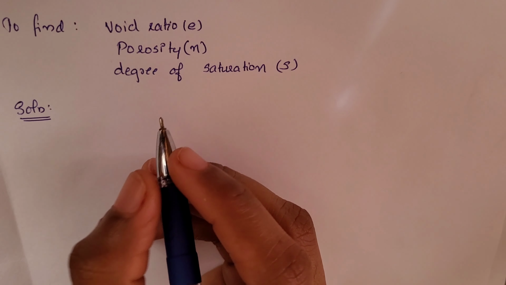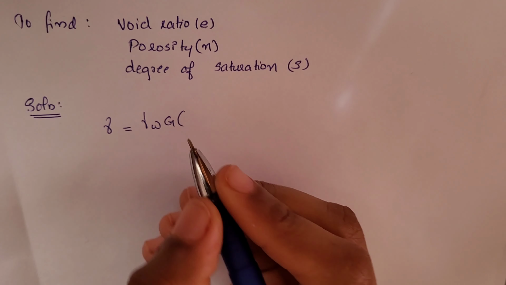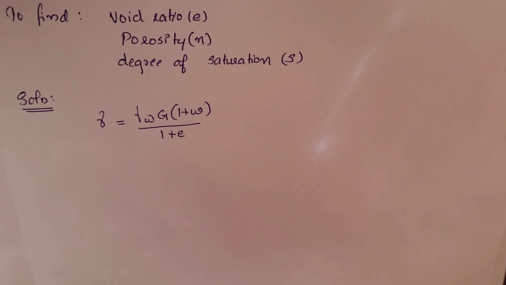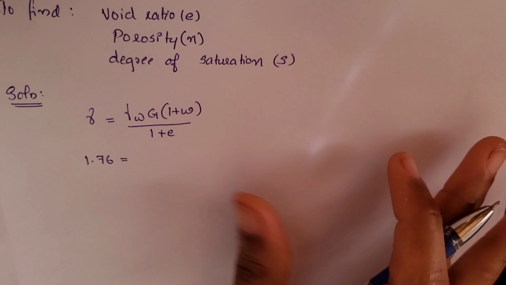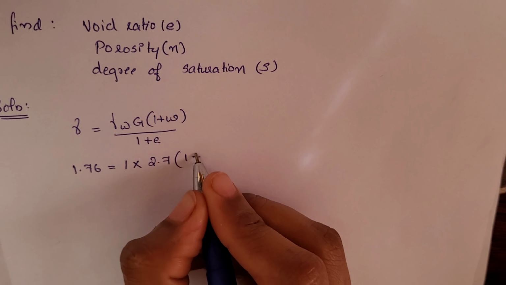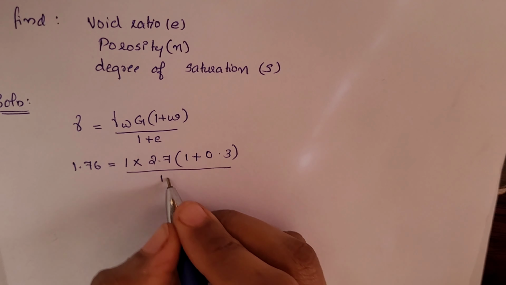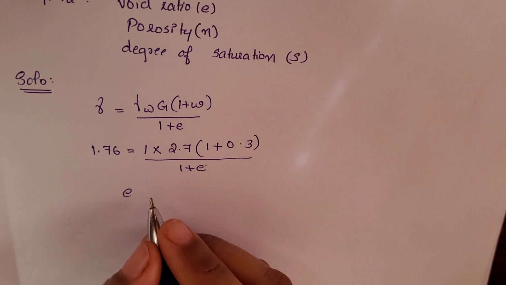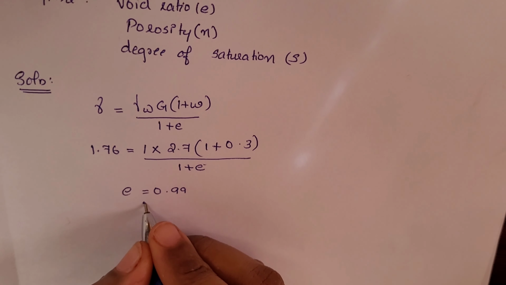we know that bulk unit weight gamma is equal to gamma w G into (1 plus w) by (1 plus e). Okay, here we know that the value of gamma is 1.76 and gamma w is taken as 1 and value of G is 2.7 into (1 plus water content 0.3) upon (1 plus e), where e is the only unknown. From this we can calculate the value of e is equal to 0.99. This is approximately equal to 1. Okay.